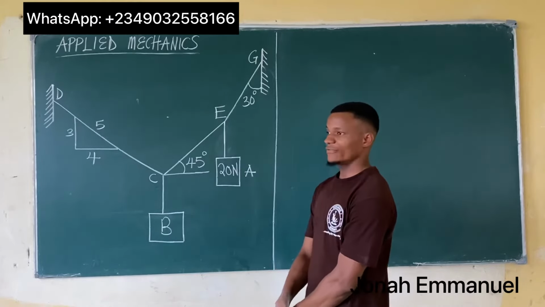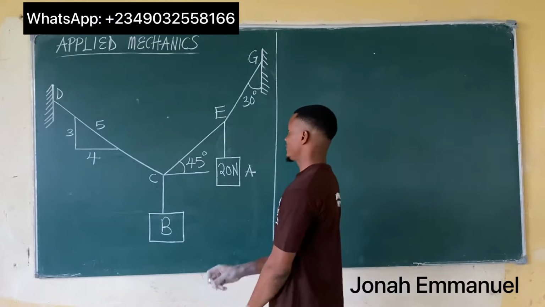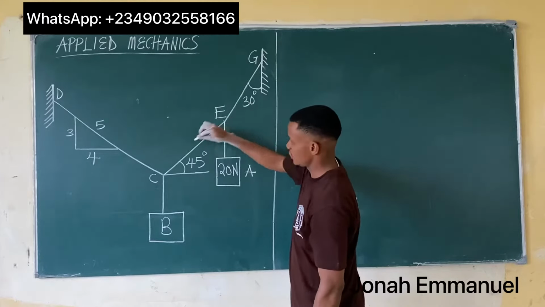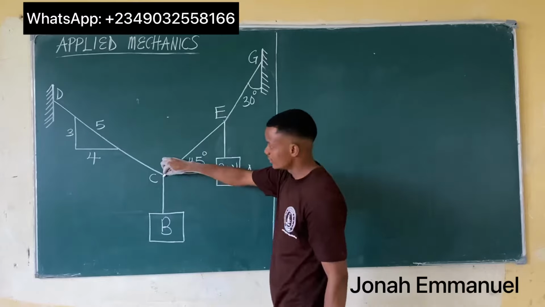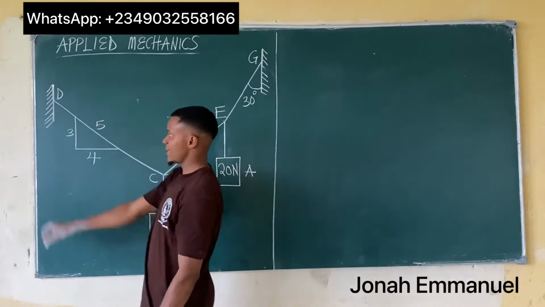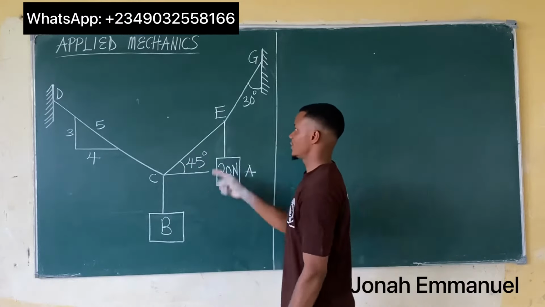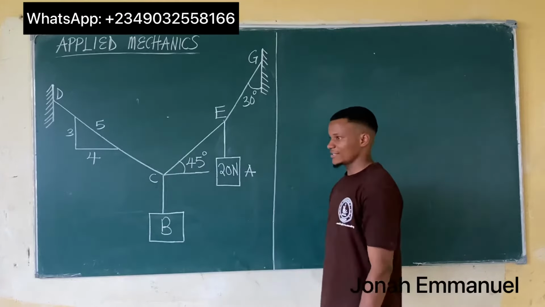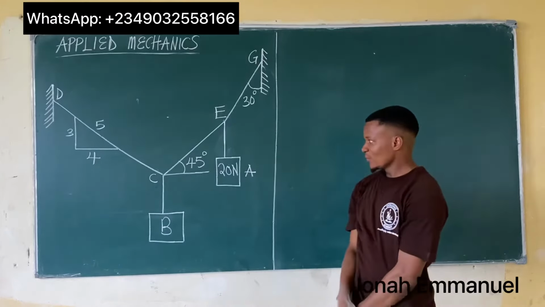So how many am I looking for? How many cords do I have? Cords from G to E, that's one cord. From E to C, that's yet another cord. From C to D, yet another cord. So 3 cords there. 1, 2, 3. And then they say the weight at B. That's it. So I'm looking for 4 things, basically. Alright, so let's get this done.